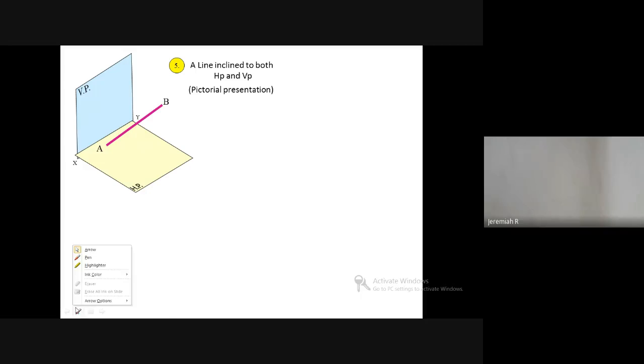Case number 5. This is the most important case. The line is inclined to both HP and VP. So here it is inclined to HP as well as inclined to VP. This is inclined to the horizontal plane, and this is inclined to the vertical plane. So in both views you will get a reduced length of line, because it is inclined to both HP and VP.